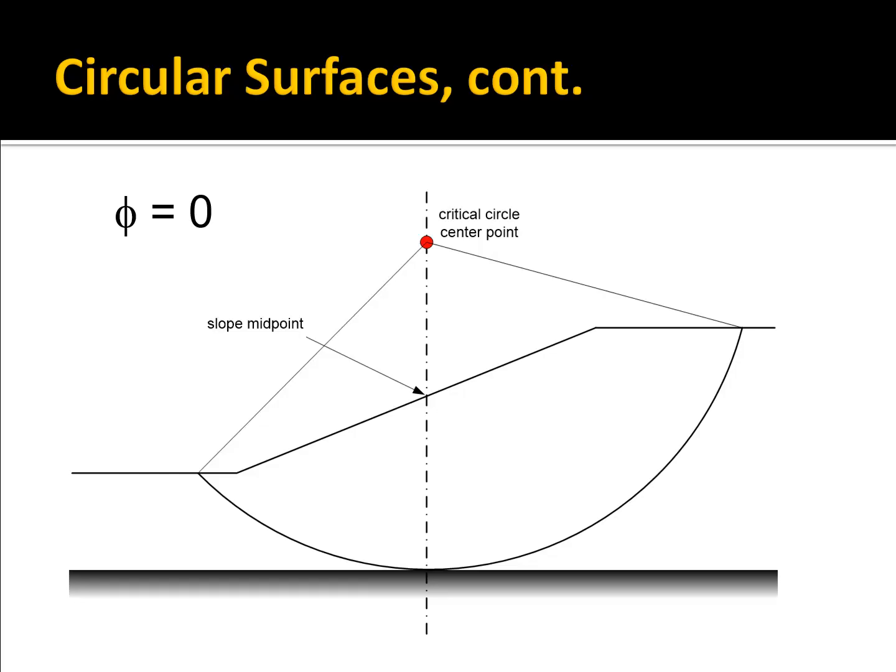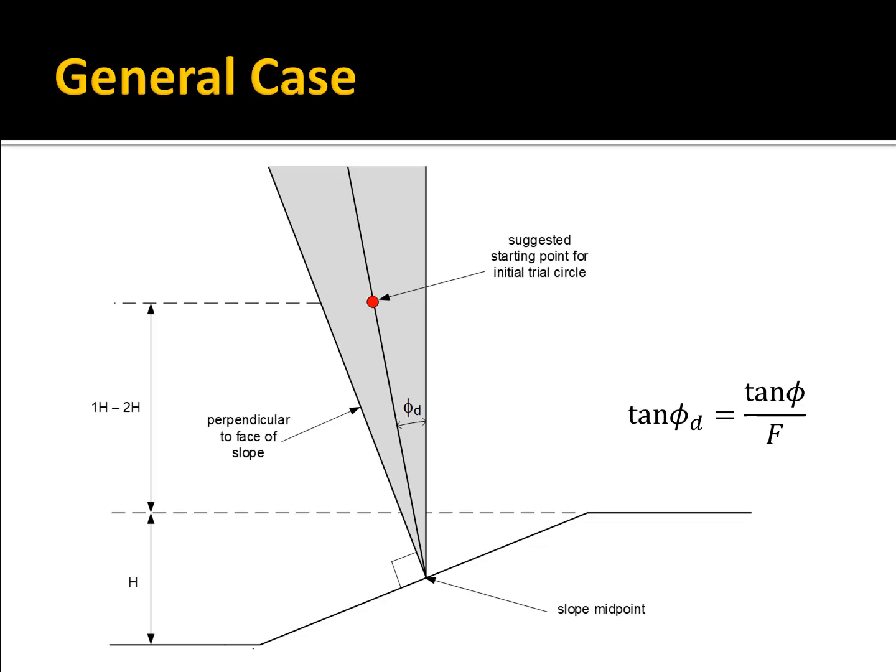So all semester long I've been telling you that a good place to start your search for a critical circle is halfway, where the x value is halfway up between the toe and the top of the slope. Well, there's good reason for that. That's generally where the critical circle center point is for the phi equals 0 case. Now, if phi is not equal to 0, it'll deviate from that, but that's generally where the critical circle happens, which is kind of interesting.